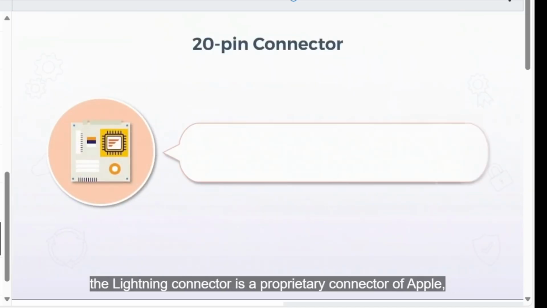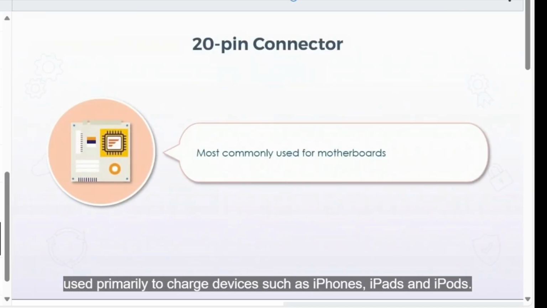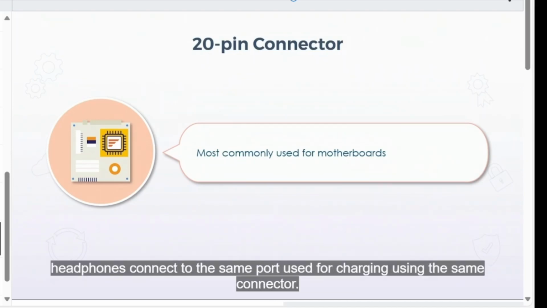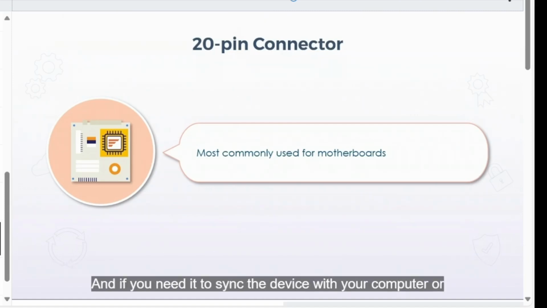The 20-pin connector was most commonly used for motherboards, so this would supply all of the power for all of the integrated components on the motherboard. The connector itself was significantly longer. It was maybe about 2.5 inches, and it was typically implemented in 2 rows of 10. But again, it just supplied power for everything that was on the motherboard.